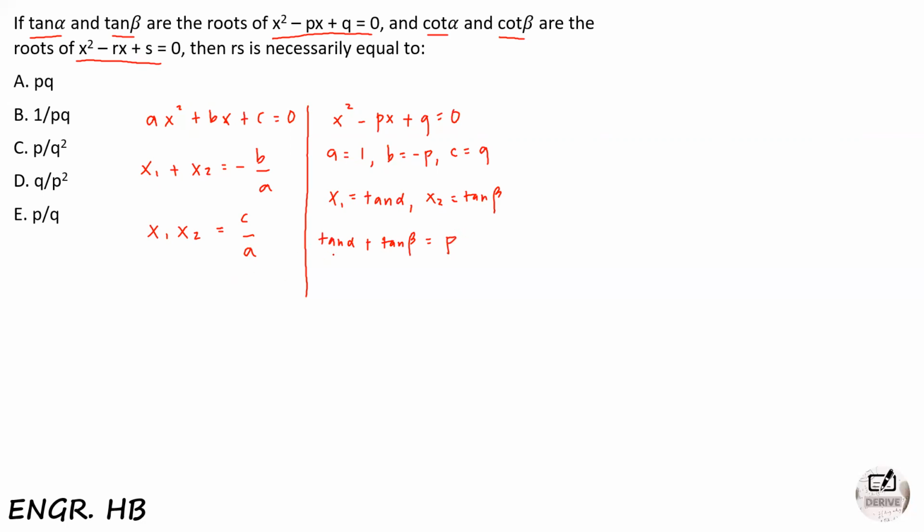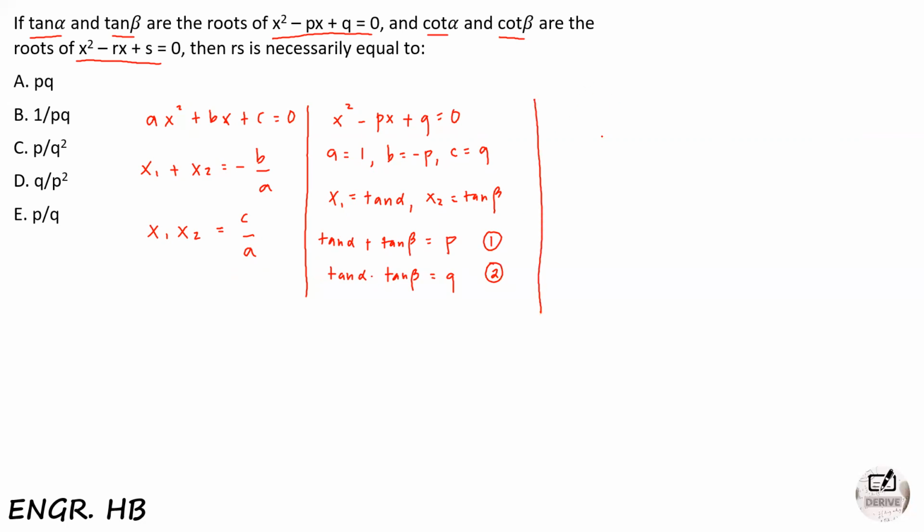And for the product of roots, x1 times x2 is equal to tangent alpha multiplied by tangent beta, and that is equal to c over a. Here c is q and a is 1, so that is q over 1, and that is q. Let's call this equation 1 and this equation 2.